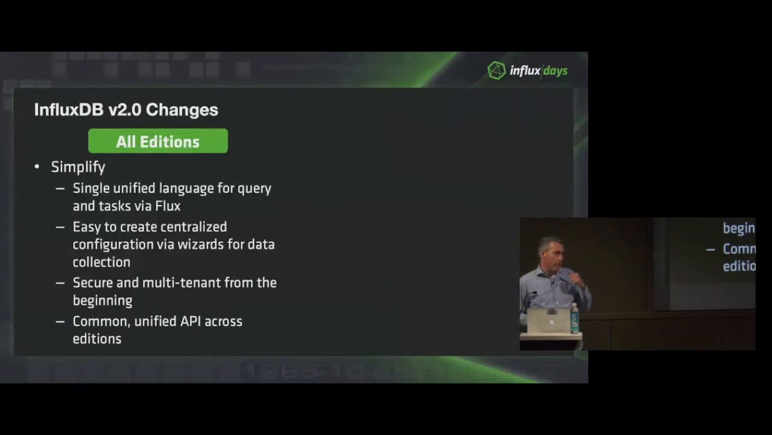Second, centralized configuration and wizards for data collection. This is Capacitor configuration and the scrapers that Paul mentioned. Those will generally be available across all editions. You can do that configuration and gain access to that quickly. We've contemplated and implemented security and multi-tenancy from the beginning. That's available in open source, and obviously then allows us to deliver a multi-tenant service in the cloud, which unlocks some of these other capabilities that folks have been asking for.